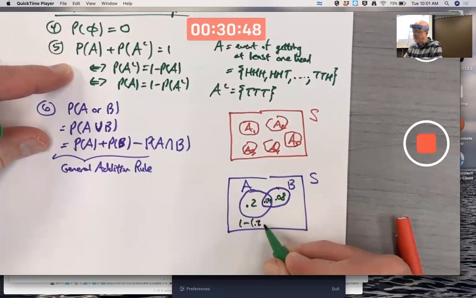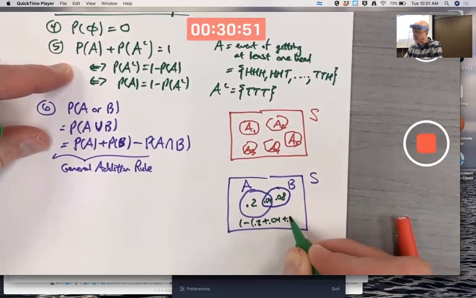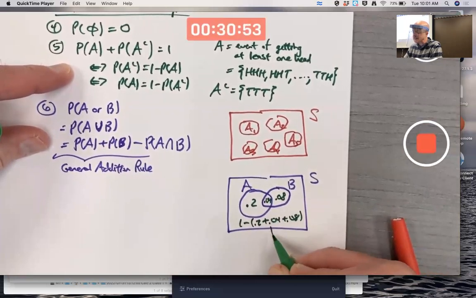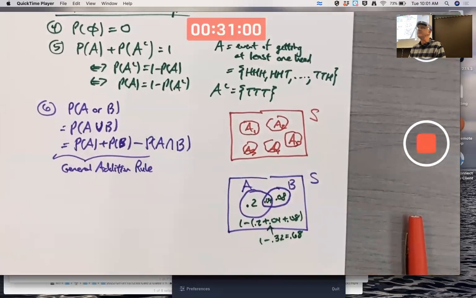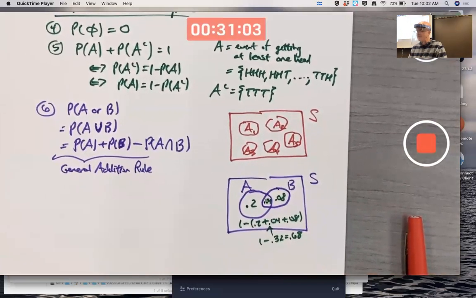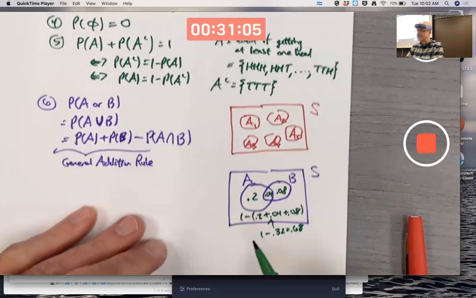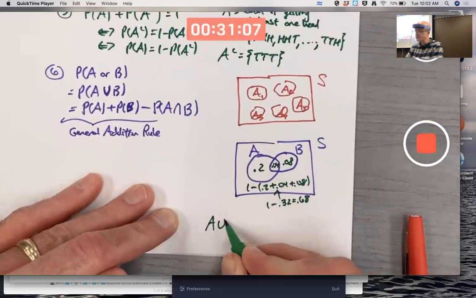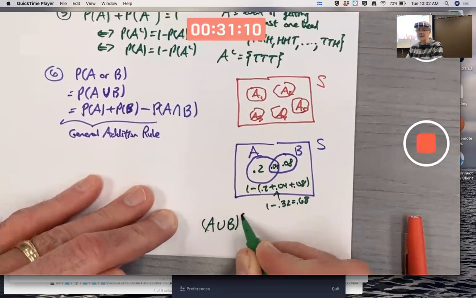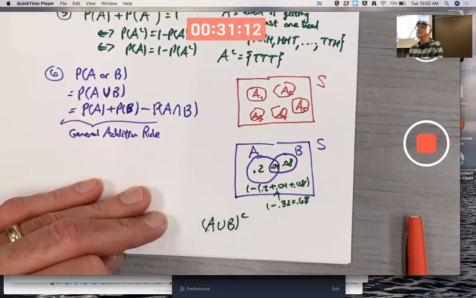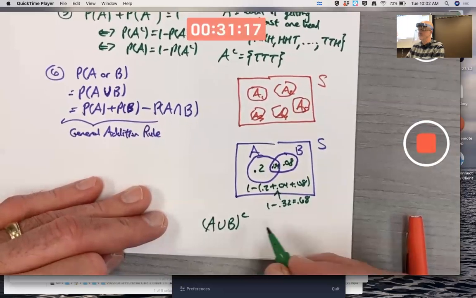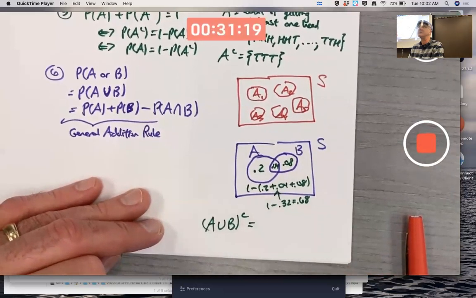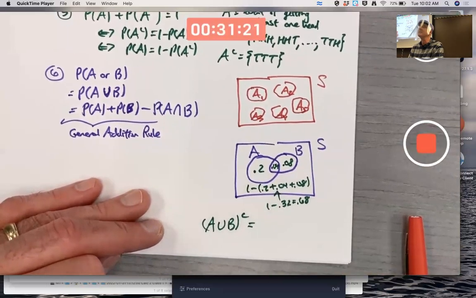1 minus the sum of 0.2 plus 0.04 plus 0.08. That would be 1 minus 0.32. It'd be 0.68 is what the outside gets labeled with. The outside of A union B is its complement. Does anybody know what something called De Morgan's rule says this equals in terms of the complements of A and B individually, or what would make sense looking at the picture?